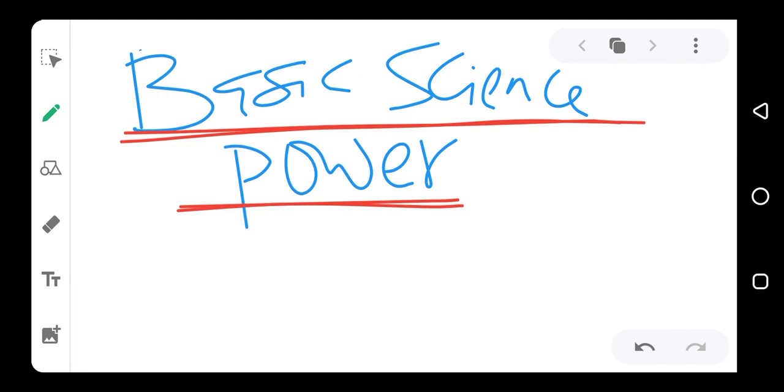How quickly we perform our work is what we call power. In a formal definition, or to define it in a formal way, we say that power is work per time. Work per time. That is how quickly work is done.